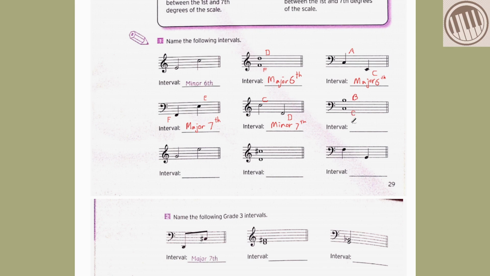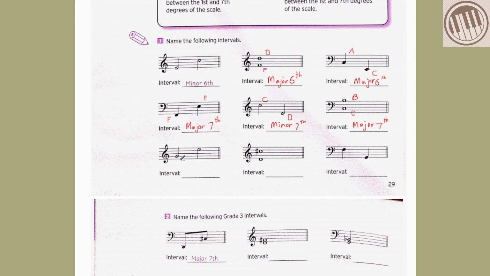C to B. Next one is again C, D, E, F, G, A, B. We have a seventh. In the C major scale, B is a natural, as we have all white keys, so we can take this as a major seventh.